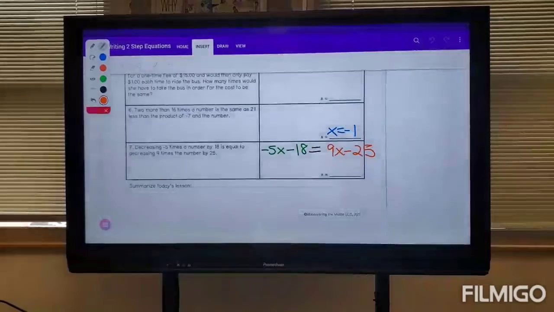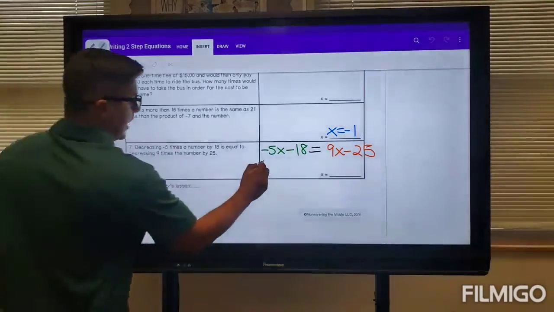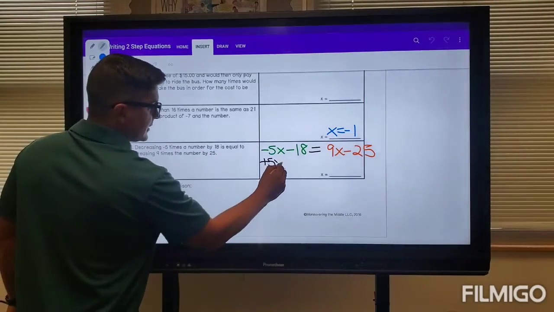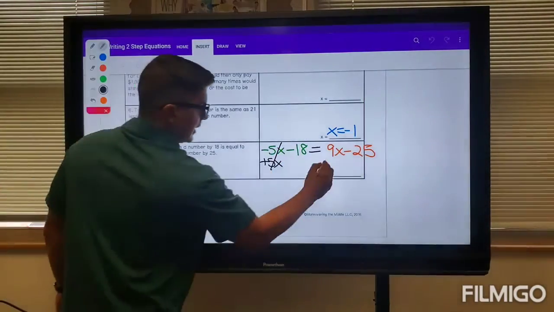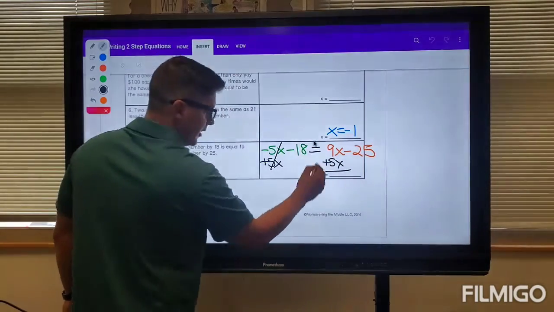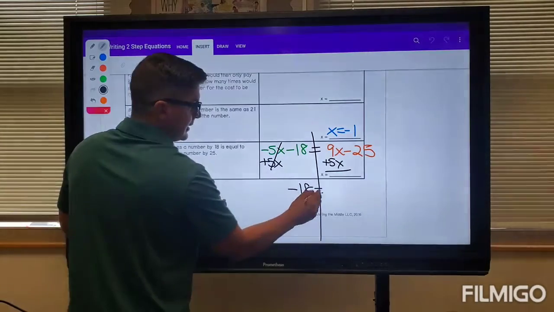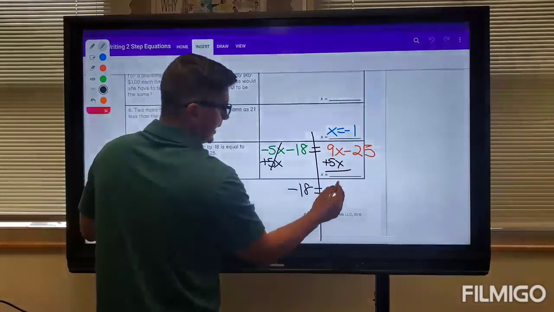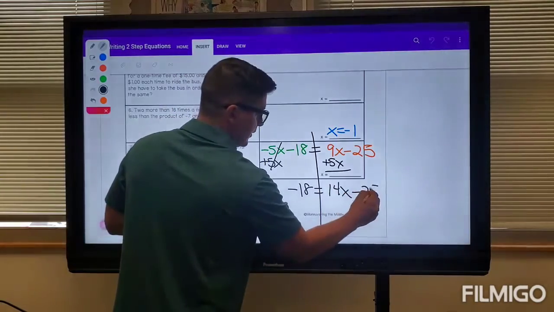You have two sides of it. Now we're going to solve for x. And in this case, I would say I'm going to add 5x because I want my x's to be positive. So they cancel out on the left side of the equation. I'm going to add my 5x here. Okay, so if I'm thinking about two sides of the equation, I have a negative 18. And then I have 9 x's plus 5 x's would be 14 x's. And then minus 25.